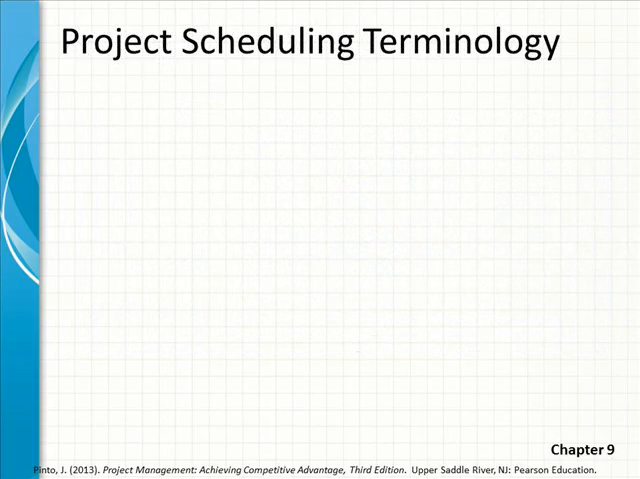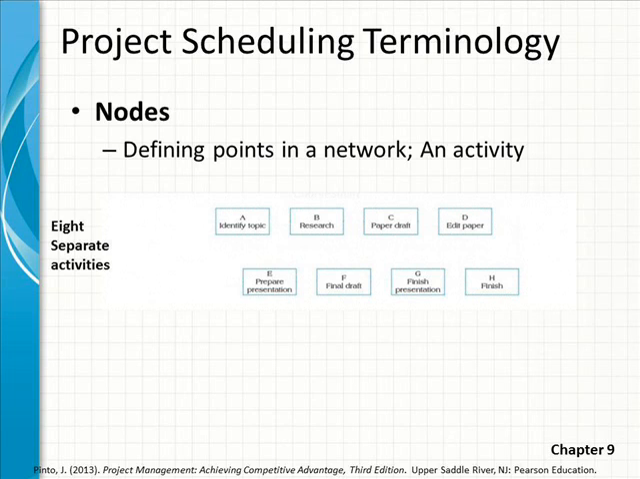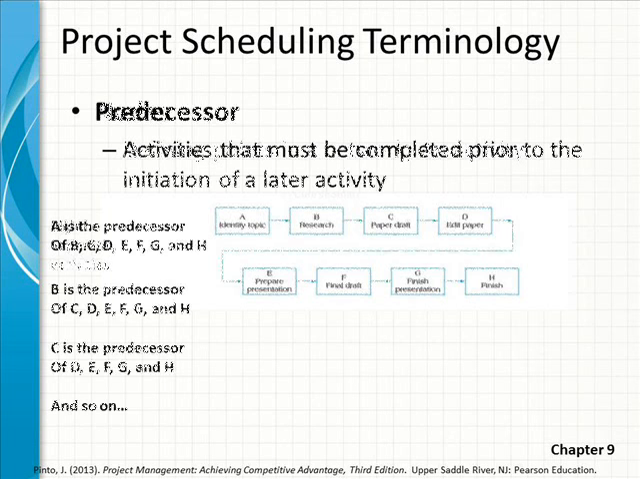Let's get started with some basic terminology. Let's start with one of the basic elements of project scheduling, and those are nodes. These are defining points in a network, or otherwise they could be defined as an activity. Here we have an example of 8 separate activities, A through H.